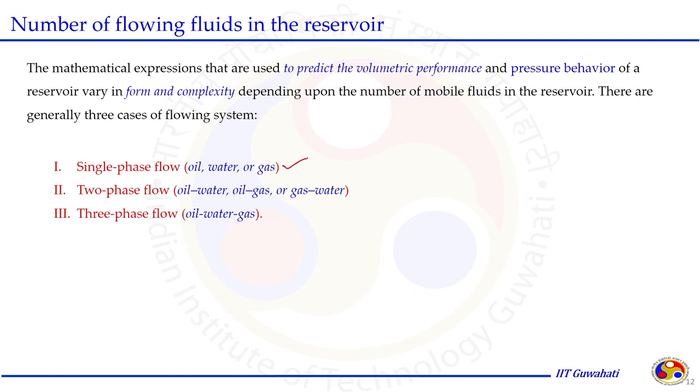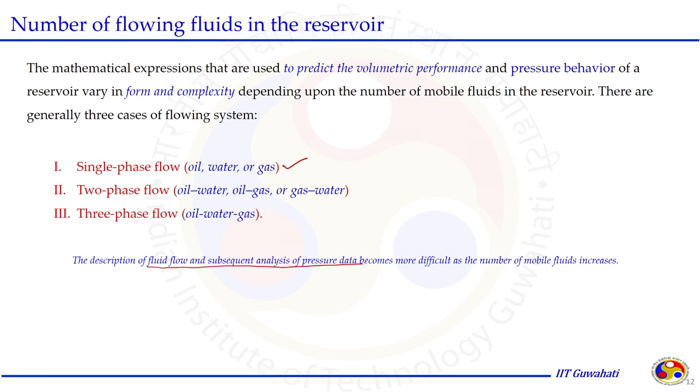So, there could be a situation where only single phase flow is present, that is oil, water or gas. At a time, either only the oil is present or the gas is present or the water is present. There could be a two phase flow system where oil-water is there, oil-gas is there or gas-water is there. In a three phase system, oil, water and gas, all three are present and they are traveling towards the production string from the reservoir domain. As the number of fluids increases, the complexity increases. So, the description of the fluid flow and subsequent analysis of pressure data becomes more difficult as the number of mobile fluids increases in the reservoir domain.